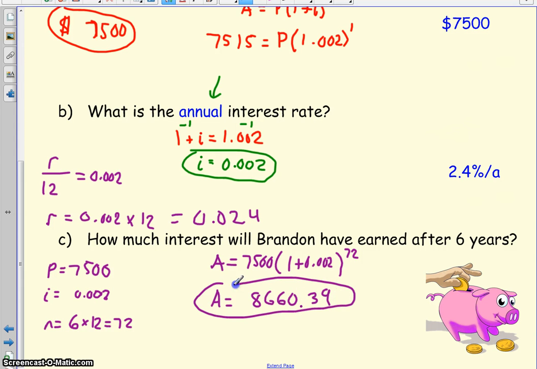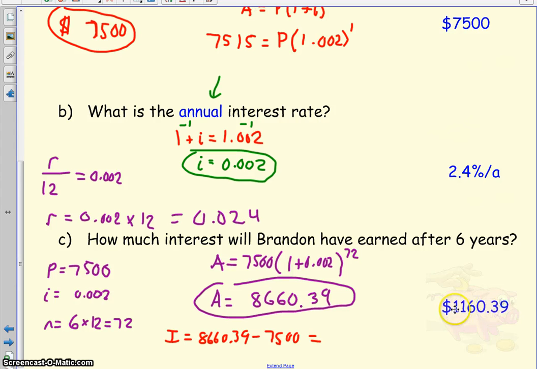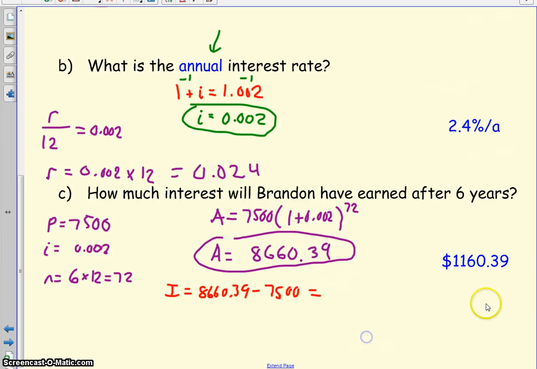Okay, so how much interest have we earned? Well, again, this is the total value of the investment, so his interest will be the value of the investment, which is the $8,660, minus his original investment, which was $7,500. Okay, and that amount should give you the interest he earned, which was about $1,160.39.